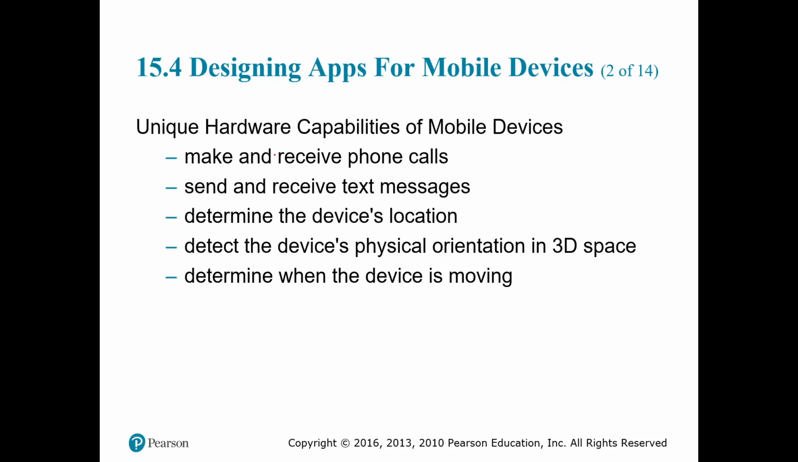Also, you have to be familiar with the unique capabilities of mobile devices. Your mobile device obviously will make and receive phone calls, send and receive text messages, determine the device's location, and detect the device's physical orientation in 3D space. Whenever you use the compass or something like that, it will make sure that your position is accurate, and it can also determine when your device is in motion.